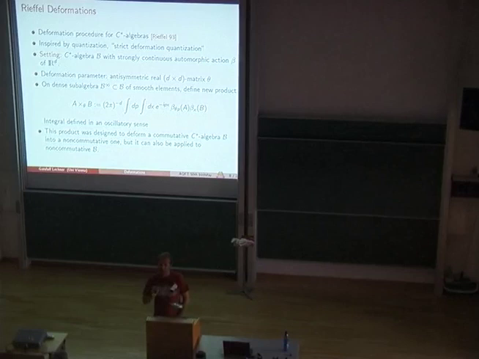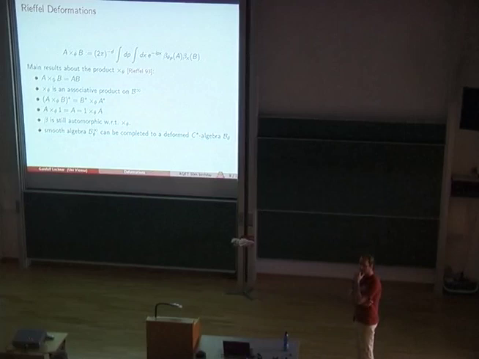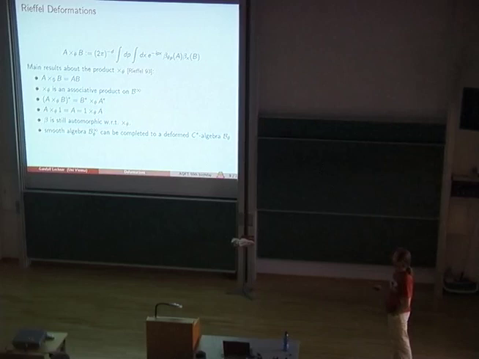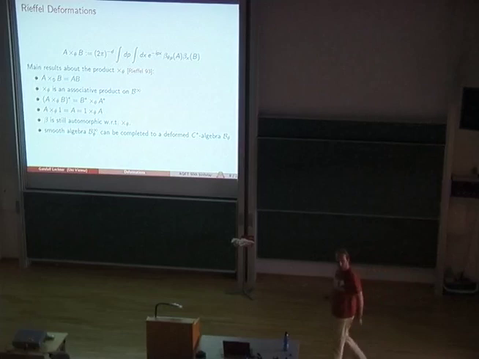Just some properties of the product I would like to recall. So here, the formula for the product again. What do we know? Some main results are, first of all, if you take the deformation parameter to 0, it's the old product, not very exciting. Then for any choice of deformation parameter, it's an associative product on this smooth subalgebra. The star operation works as before. If you have an identity, it stays an identity. Beta is still an automorphic action also with respect to the new product. And in the end, you can complete this deformed smooth algebra to a deformed C-star algebra by finding some appropriate deformed C-star norm on it.